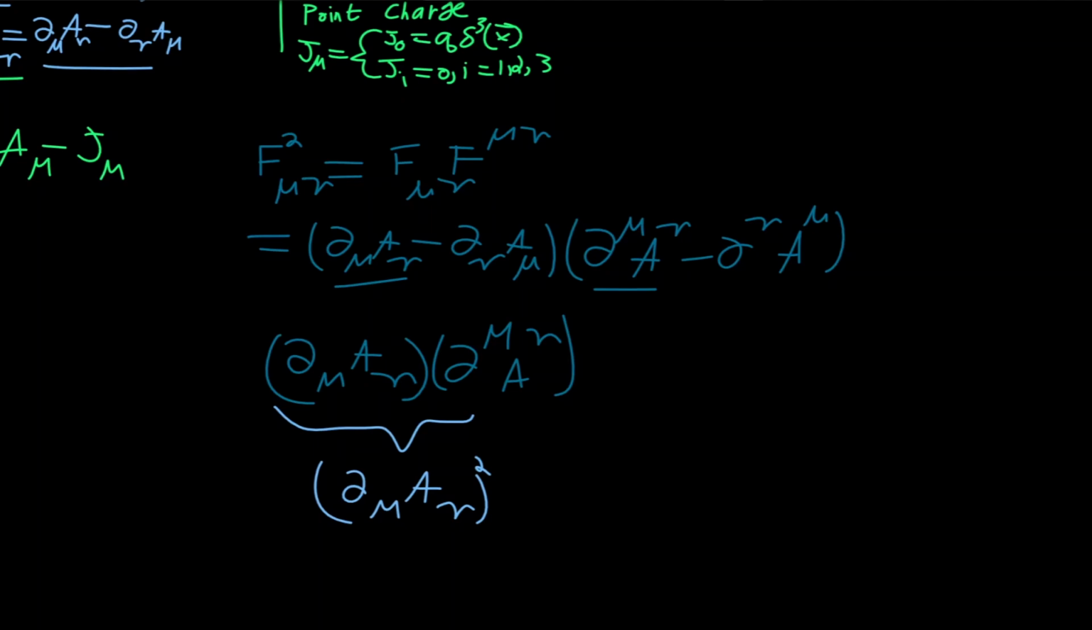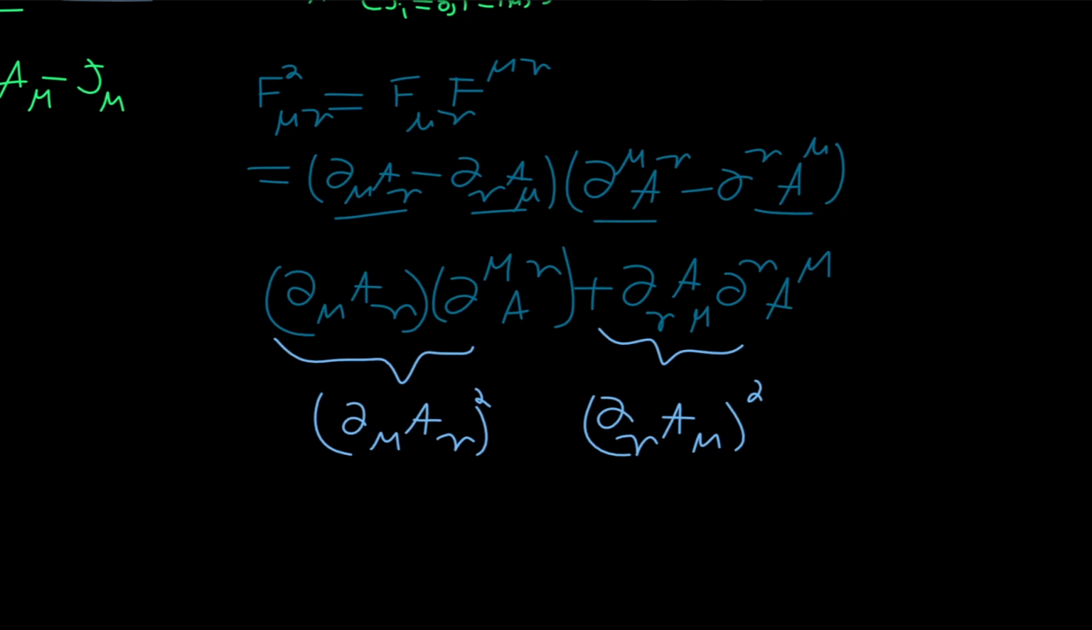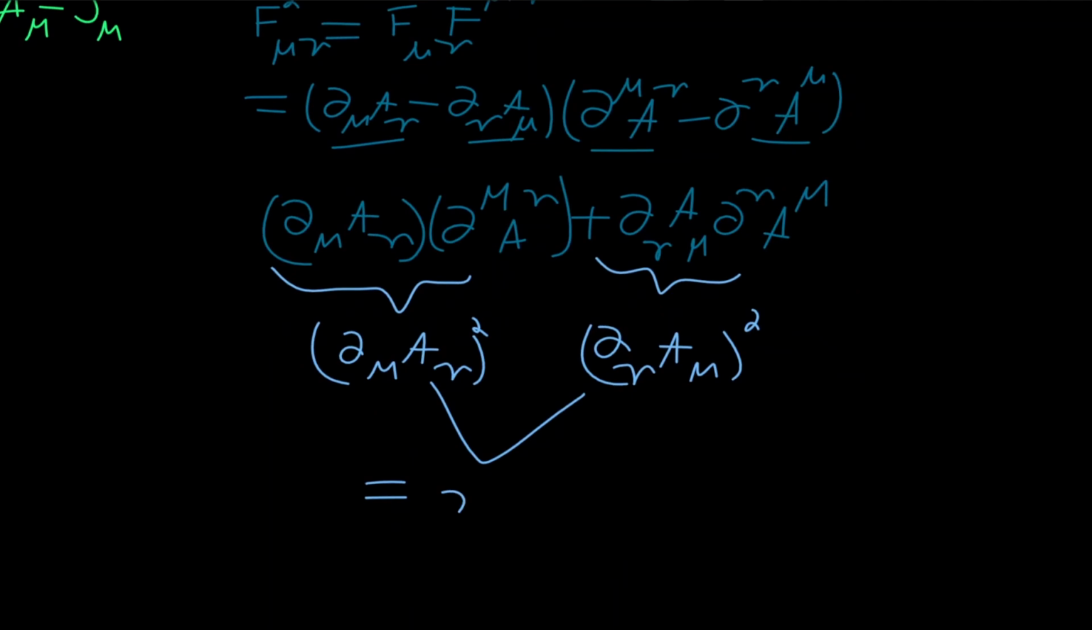Now, what about the second one? If we multiply these last two terms right here, what we end up with is plus, because the minuses cancel, partial nu A mu times partial nu A mu. We can just write this as partial nu A mu squared, but because of the Einstein summation convention, we're summing over both mu and nu, namely from 0 to 3. So these are actually just equal to each other. What we end up with is the same term twice, so we can combine these two terms and say this is just equal to 2 times partial mu A nu squared. Well, great, we've taken care of half the terms.